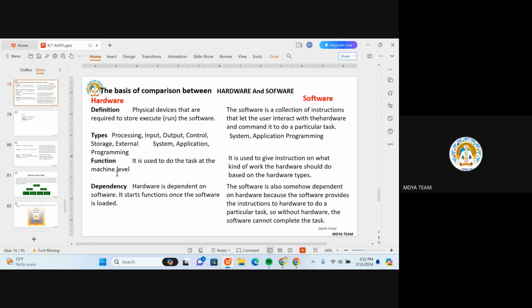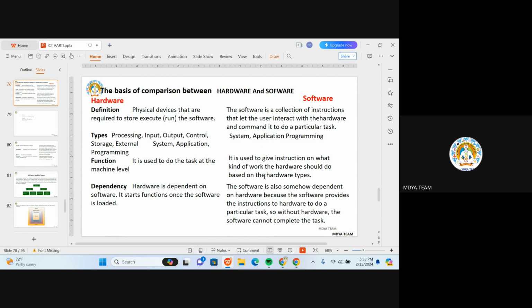Okay, what are the functions of the hardware? It is used to perform tasks at the machine level, because hardwares are basically machines. So when we want to do some task, we need these machines. Software is used to give instructions on what kind of work the hardware should do.